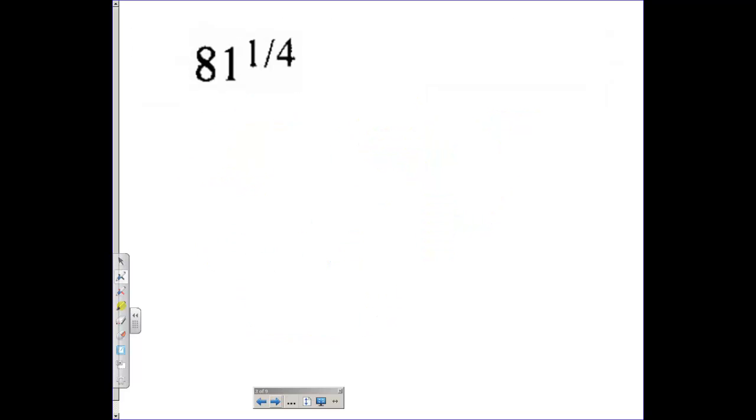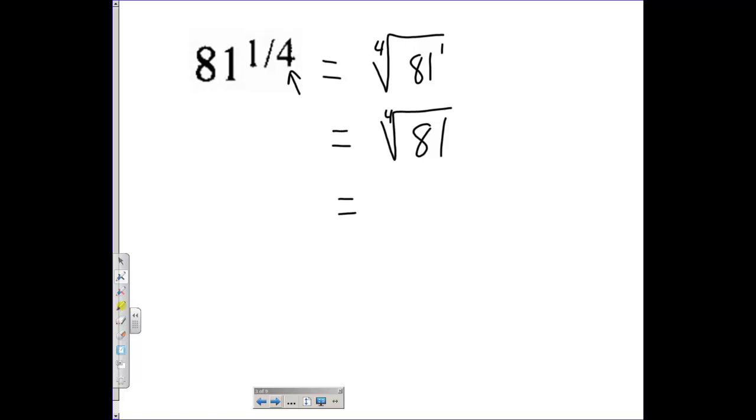For our first example, we have 81 to the 1/4 power. Well, we need to rewrite that with a radical. Remember, this is the root right here, so what we're looking for is the fourth root of 81 to the first power. Well, 81 to the first power is just 81, so what we're really looking for is the fourth root of 81. You'll probably need a calculator that can do roots. Otherwise, you can just guess and check. Most of you are pretty good at this, and you'll find out that this is actually equal to 3.